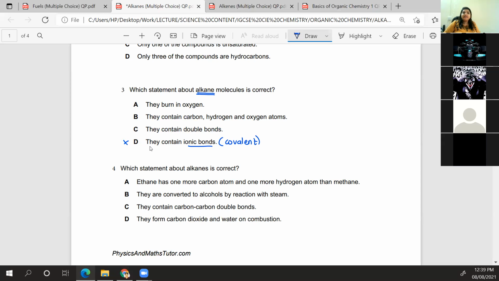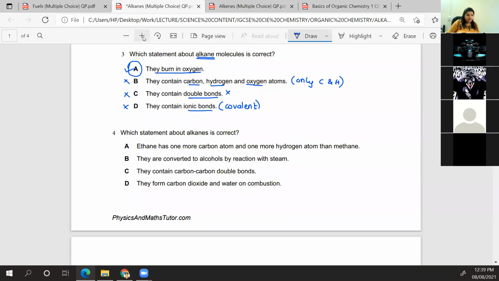Do alkanes contain a double bond? No, they contain single bonds. Do alkanes contain carbon, hydrogen, and oxygen? No, that's for alcohol. It's only carbon and hydrogen because they come under the category of hydrocarbons. They burn in oxygen. Yes, that is correct, either incomplete or complete combustion. So the answer is A. Next one, question number 4.